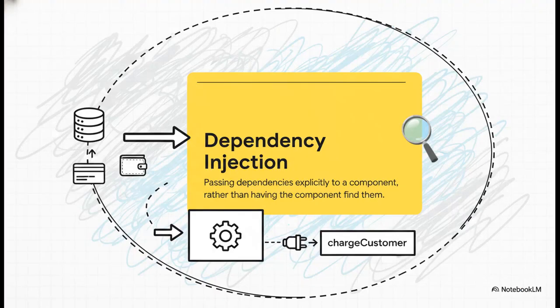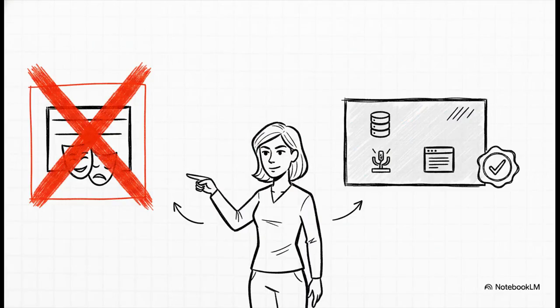So what is dependency injection? It's simpler than it sounds. All it means is you give a piece of code the things it needs to work. That's it. So instead of our charge customer function having to magically find its database connection inside some mystery context bag, we just give it the connection directly. No magic. No hiding. So let's watch how Eleanor refactors Ethan's code.